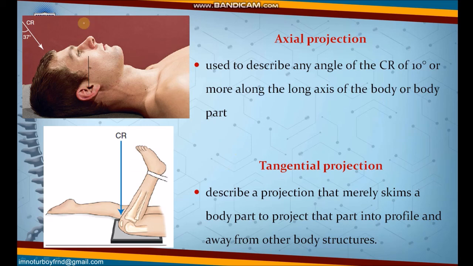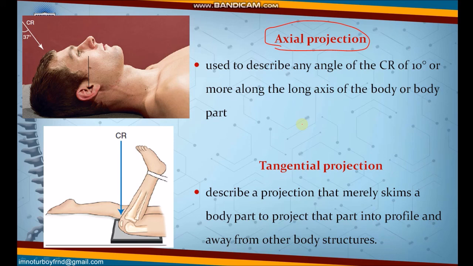So if the central ray is less than 10 degrees, the axial projection terminology would not be applied. Okay, so basically it is angulated, but the minimum is 10 degrees. If it is more than 10, then we will use the axial term. Okay? So next we have the tangential projection.